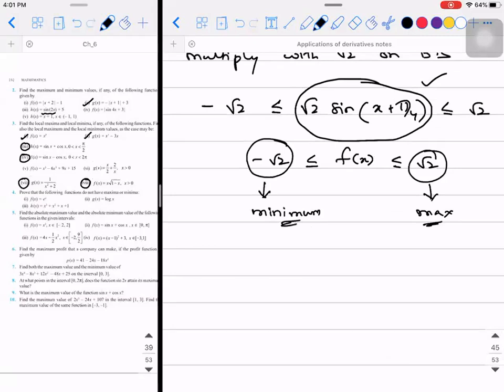But the problem here is, can someone tell me why we didn't get minus root 2 as a minimum value for this question? The domain is restricted. Right. Had the domain not been restricted, you would have got a minimum value for this question. Are you guys able to think?